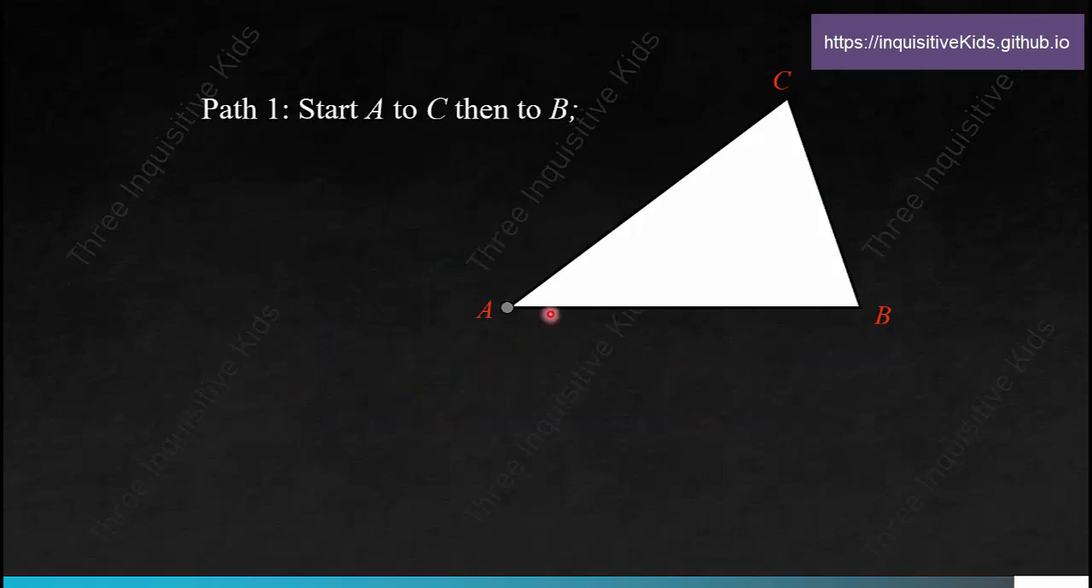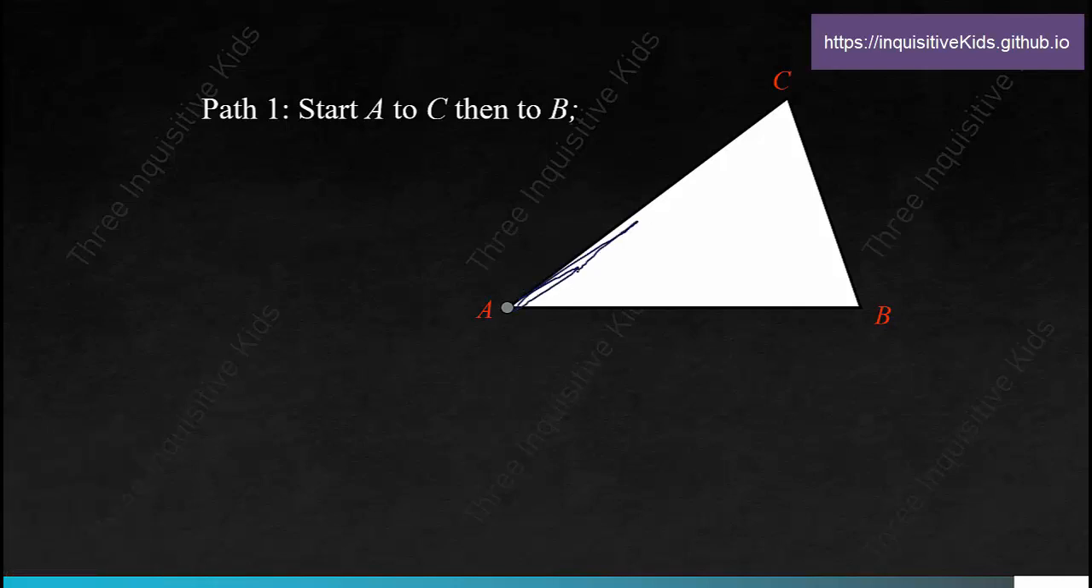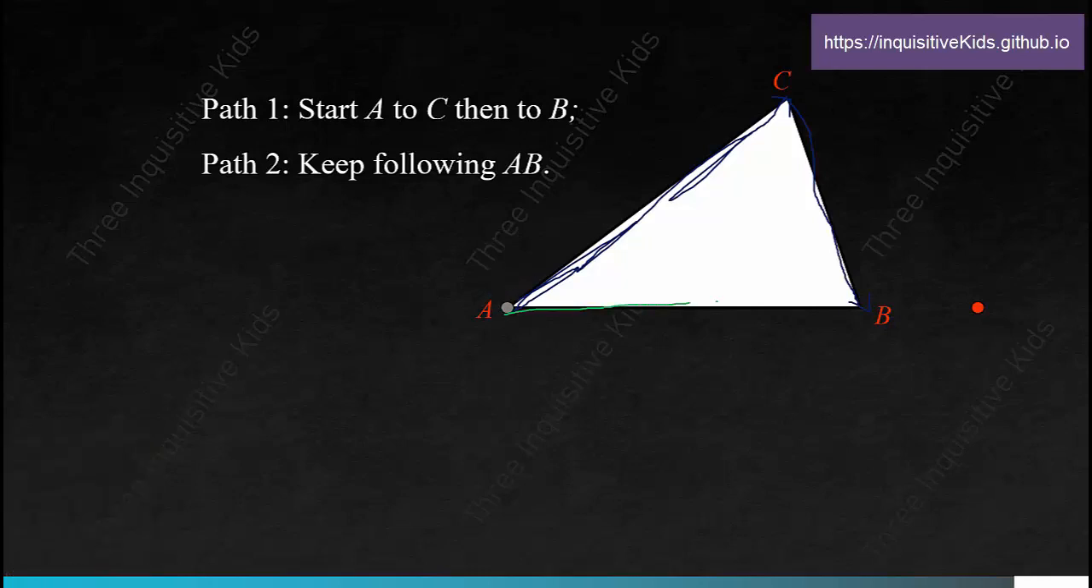Here's another triangle that's based on this map. Path 1 starts at A, goes to C, then to B. Let me show this. So you would first go to C, and then you go to B. That's path 1. Path 2 is when you keep following AB until you reach B. Just like that.